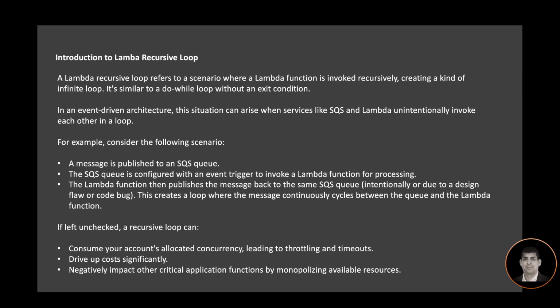A message is published to an SQS queue. In our architecture diagram, this queue was the contact queue. Now this SQS queue is configured with an event trigger to invoke a Lambda function for processing. The Lambda function then publishes the message back to the same SQS queue. This is basically due to a design flaw, code bug, or any other reason. But this is going to create a loop where the message continuously cycles between the queue and the Lambda function.